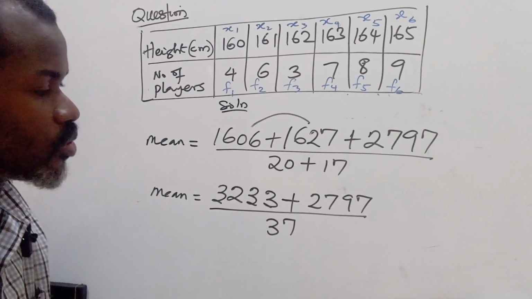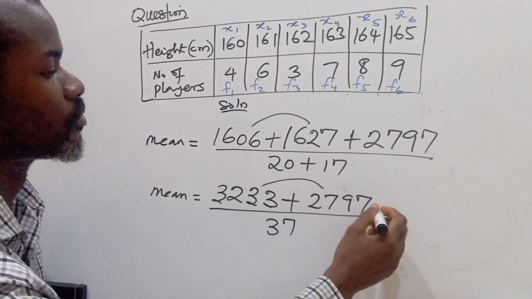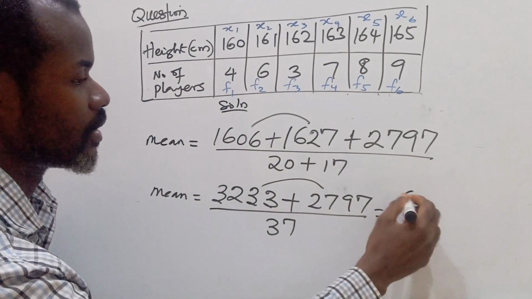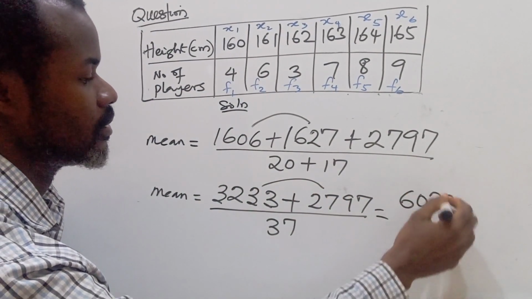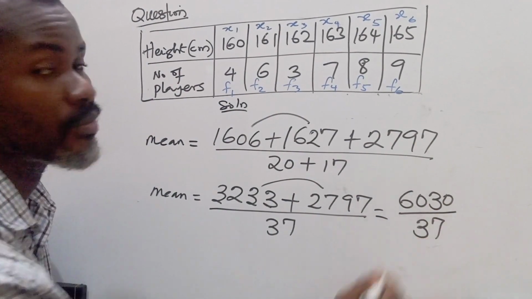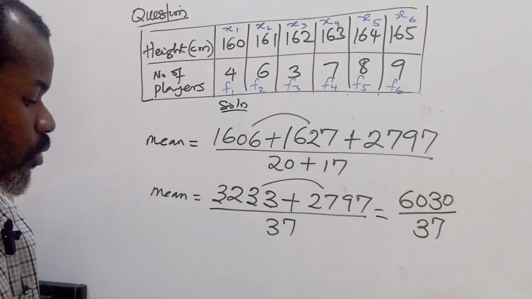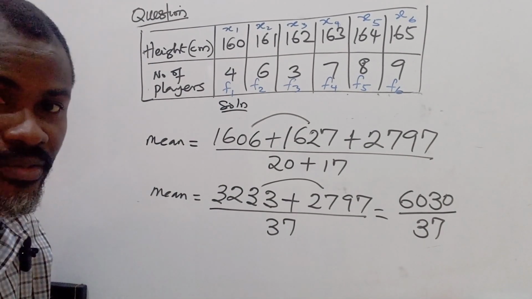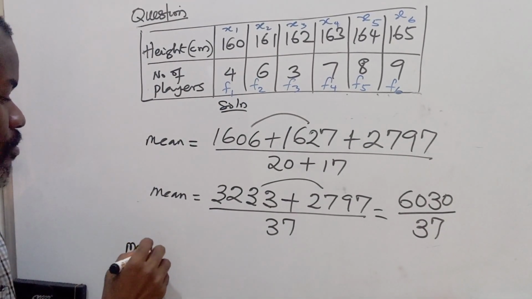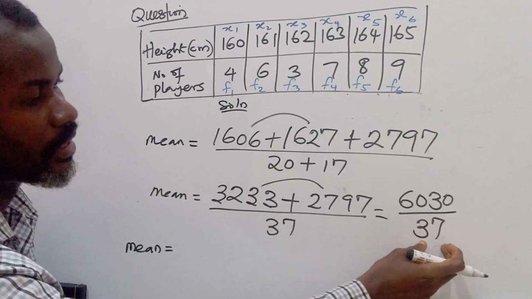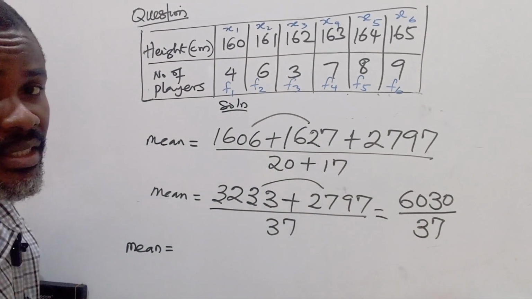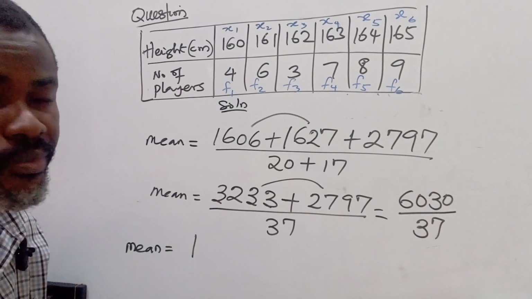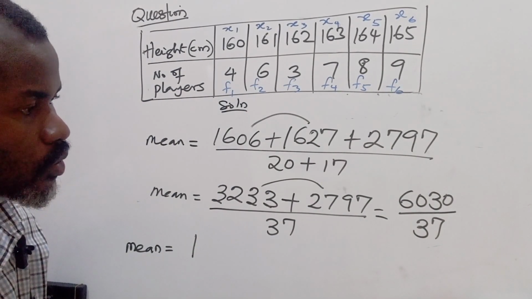So finally, we are going to add these two. Let's see what we are going to get. Now, if we add these two, we are going to get 6,030 divided by 37. So if we divide this, we are going to get our mean. So let's divide that to get our answer. So the mean is equals 37 into 60 is how many times? We have 1 time. Okay. So it's 1 time.